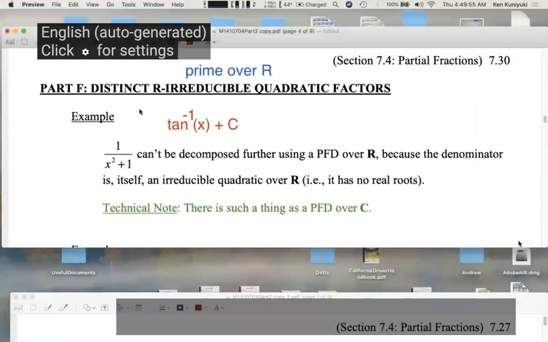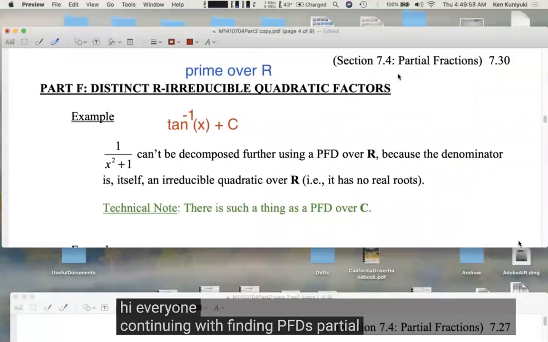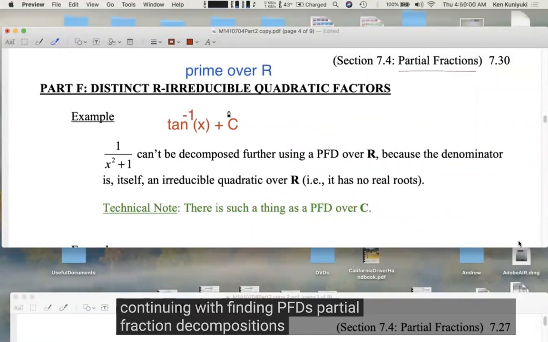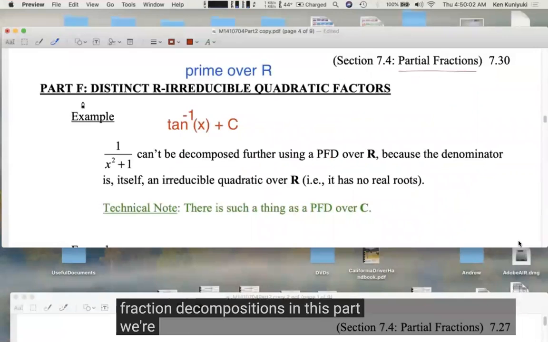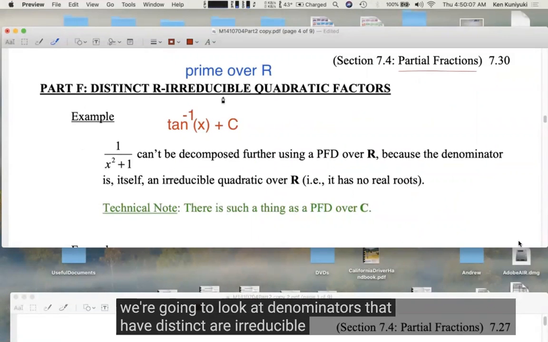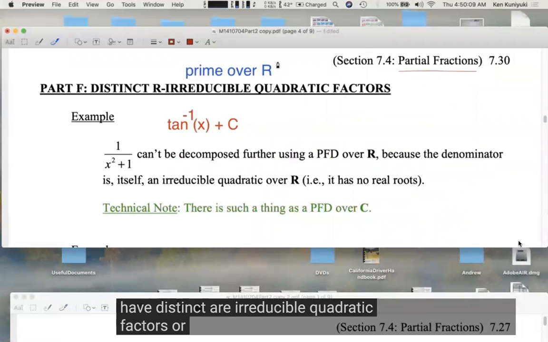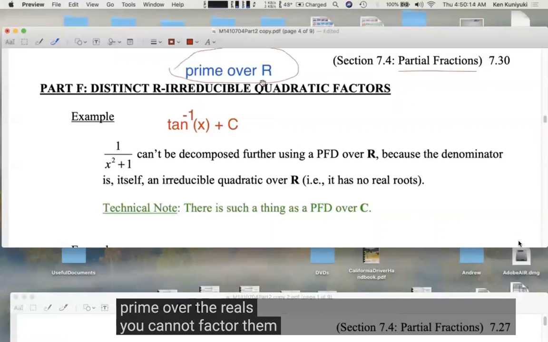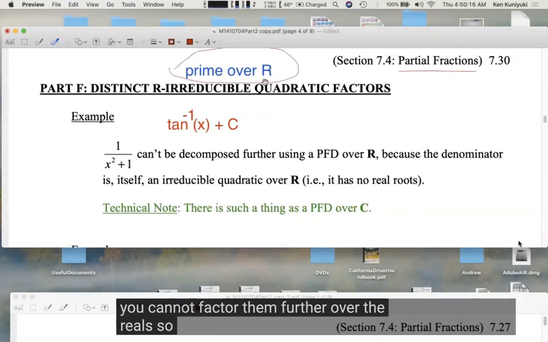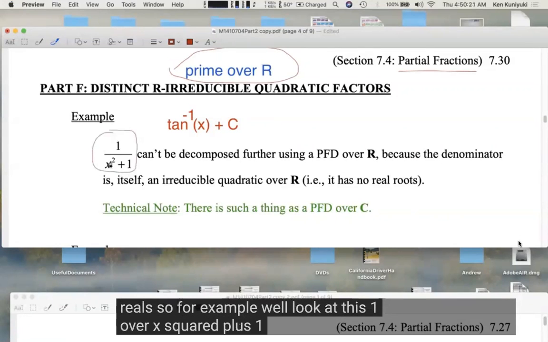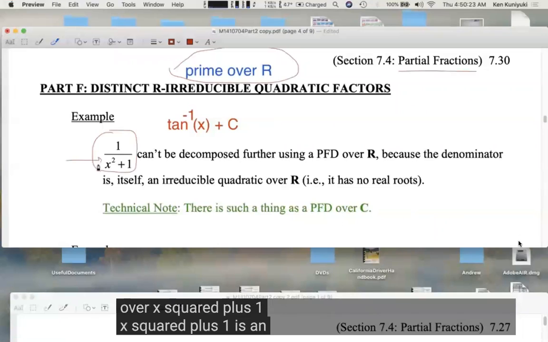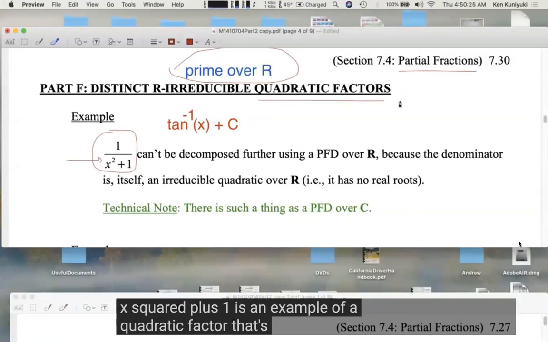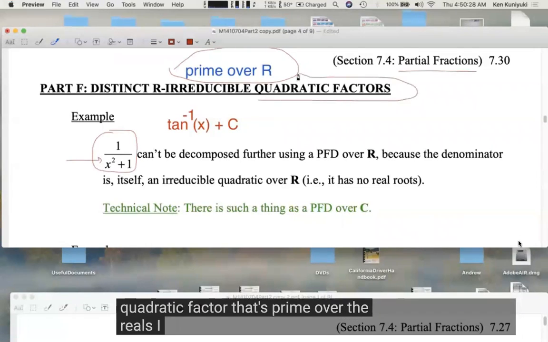Hi, everyone. Continuing with finding PFDs, partial fraction decompositions. In this part, we're going to look at denominators that have distinct R-irreducible quadratic factors, or quadratic factors that are prime over the reals. You cannot factor them further over the reals. So for example, we'll look at this, 1 over x squared plus 1. X squared plus 1 is an example of a quadratic factor that's prime over the reals.